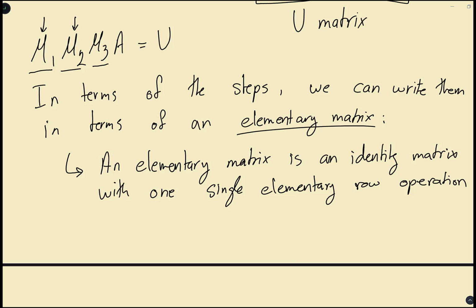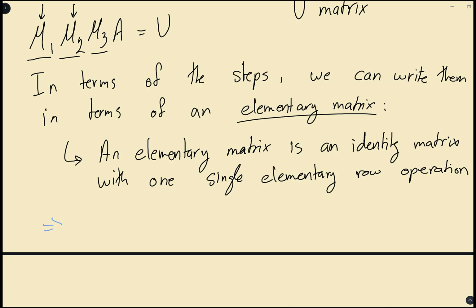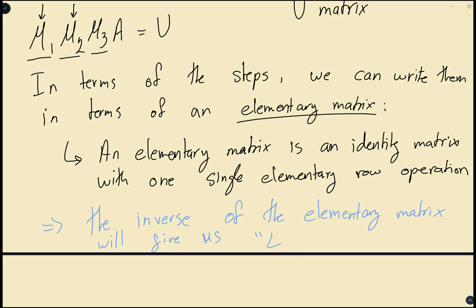So in this case, the inverse of the elementary matrices will give us the lower triangular matrix. All right? So the key thing here is the inverse of the elementary matrix, all of them combined, will give us L, which is the lower triangular matrix.